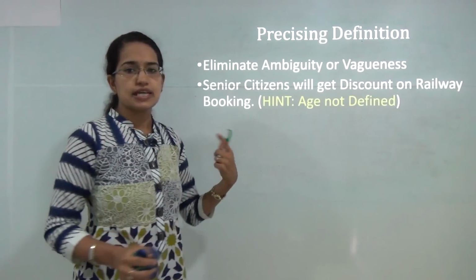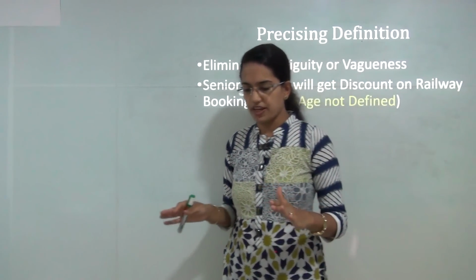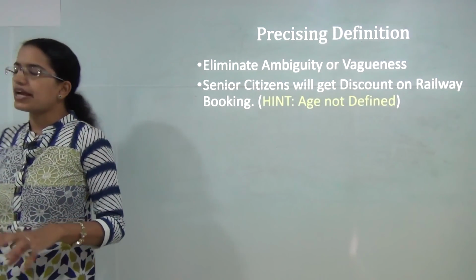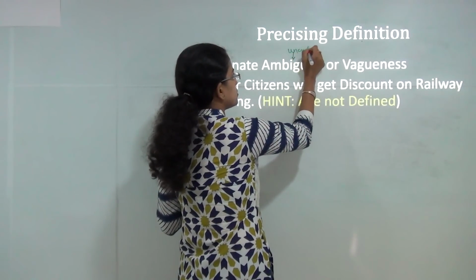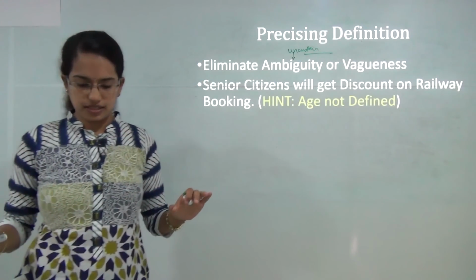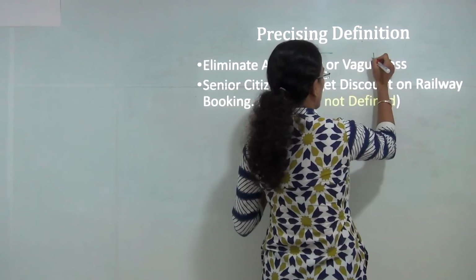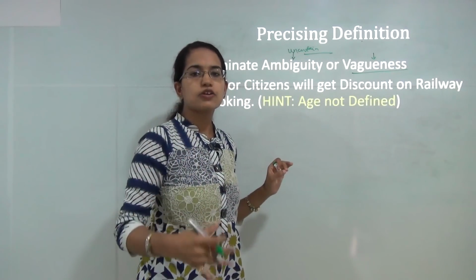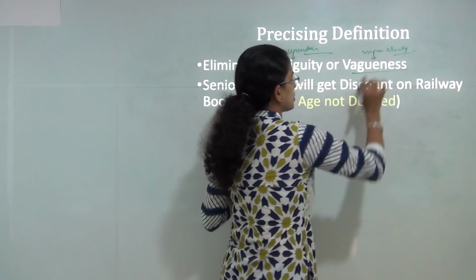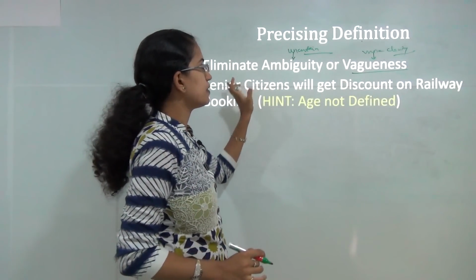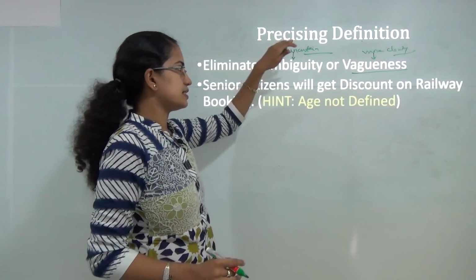The next is precising definition. Precising definition means I am trying to remove any ambiguity or vagueness. When I say ambiguity, I mean I am trying to remove anything which I am uncertain about. So ambiguity means uncertainty, and vagueness means I am removing any type of unclear things that are there. So I am trying to provide more clarity to the concept when I am trying to eliminate vagueness. So eliminating ambiguity and vagueness is a major idea behind precising definition.